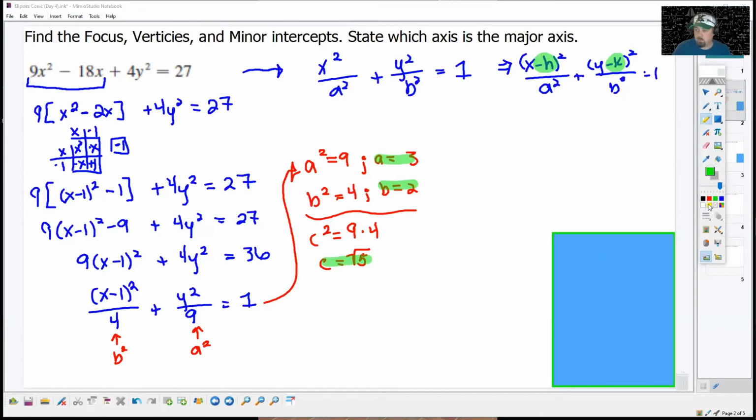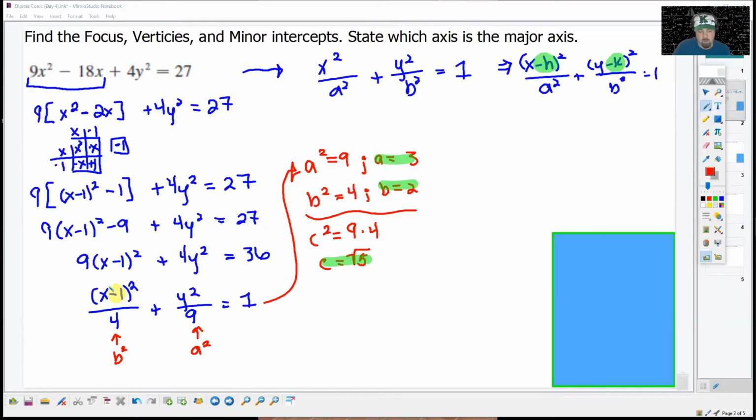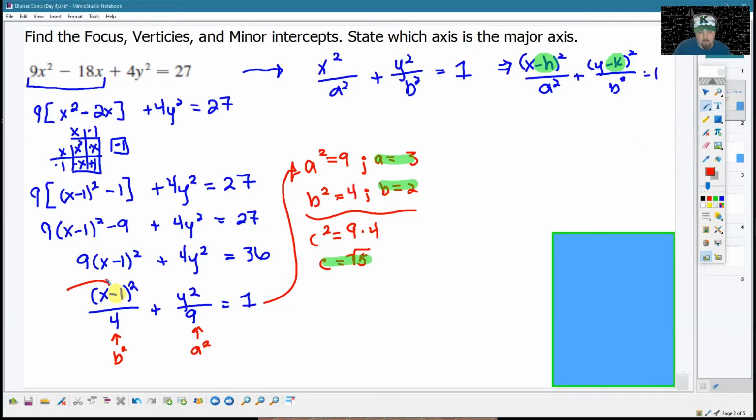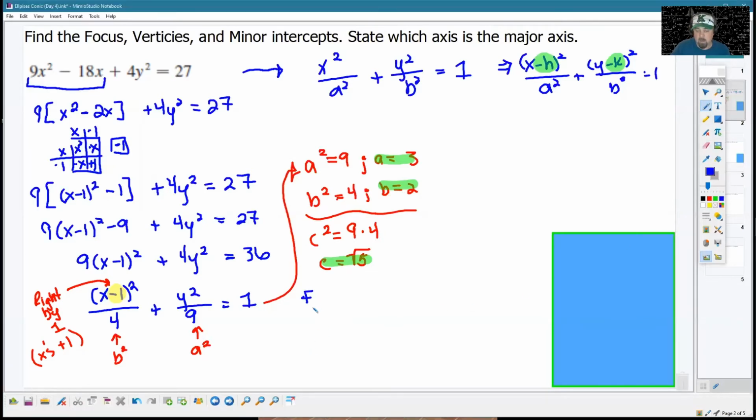Now the only thing we'll have to account for here is that this is going to change the position of our points. This is attached to the x, and it's backwards. They're all backwards in all these conics. So that means that this is going to move our graph to the right by 1. So what we'll need to do once we find these points without this transformation is take all the x's and add 1 to them. So let's find our foci, vertices, and minor intercepts, and then we'll transform them.